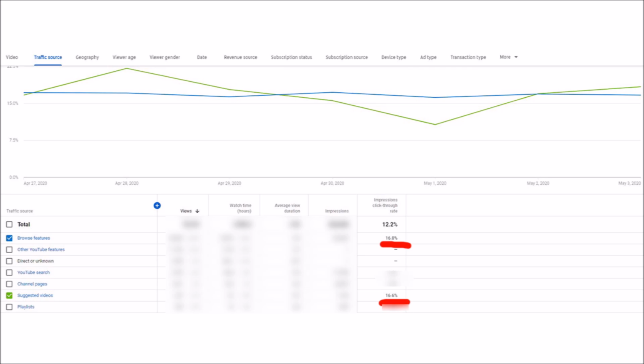Now that I'm looking at it, I realize that it's a very high CTR for some reason. 16.8 in browse features. That's very high. I never have that high CTR. And nearly the same in suggested. So overall is 12.2. Again, even for kids channel or for my channel, it's a very high CTR because of the competition that I have, and in my niche everyone is creating virtually the same thumbnails, so it's very hard to stand out these days. But is it viral?